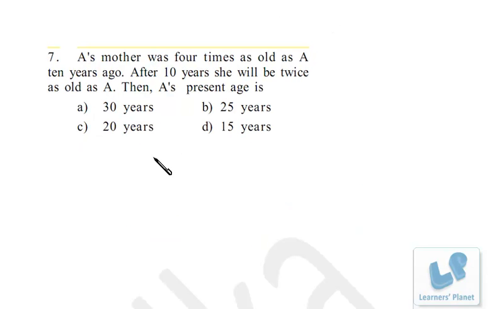Now similarly, take up this problem of A and A's mother. A's mother was 4 times as old as A 10 years ago. So what is the scene 10 years ago? This is A and his mother is 4 times. And after 10 years she'll be twice. Right? So this ratio is 1:2.